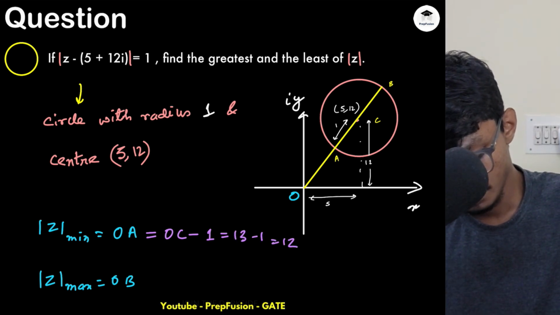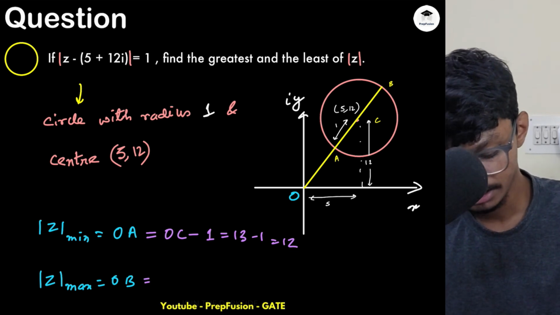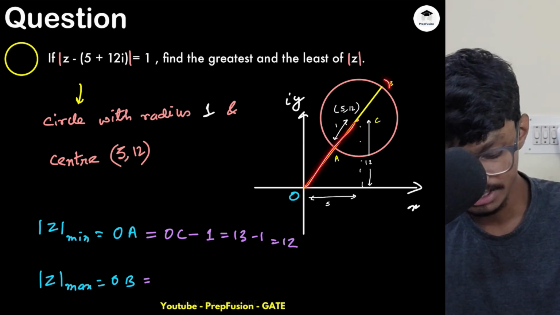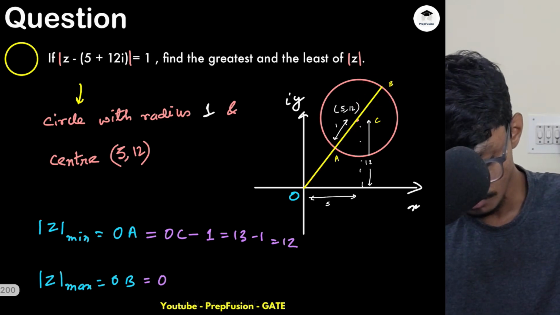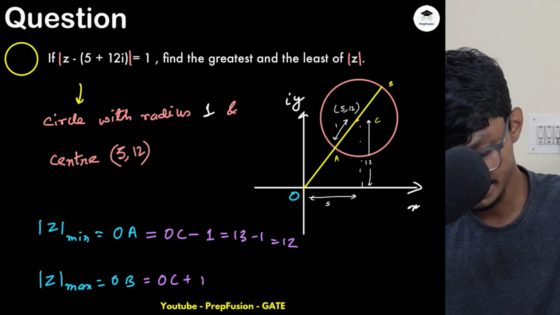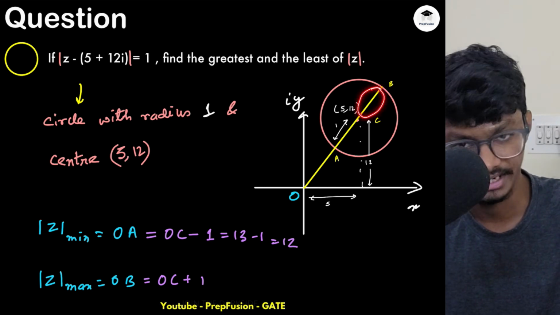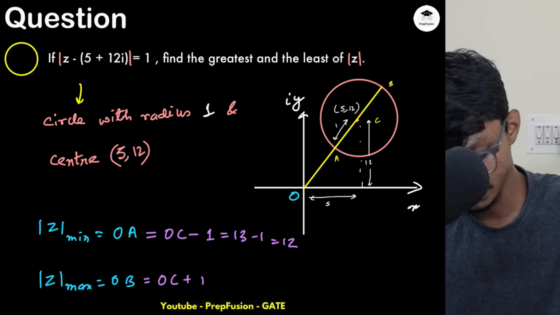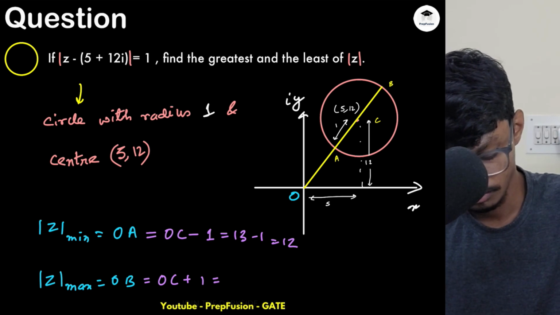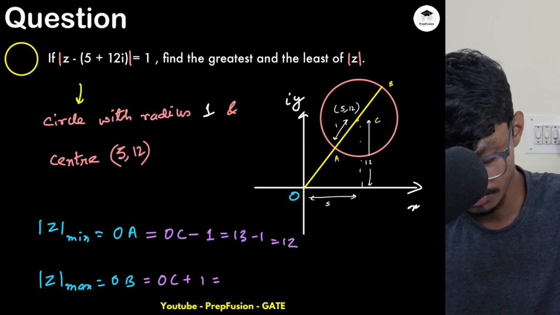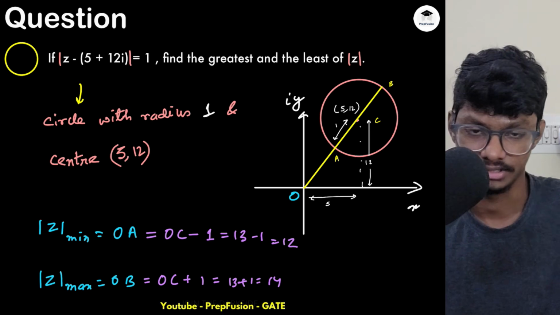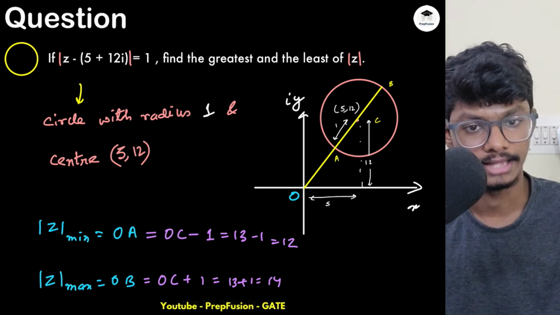And what will be the highest distance? OC plus CB will be equal to OB. What is CB? CB is 1 itself, again the radius of the circle. So OB is OC plus 1, and OC is 13, so 13 plus 1 equals 14 itself. So 12 and 14 will be my answer to this question.